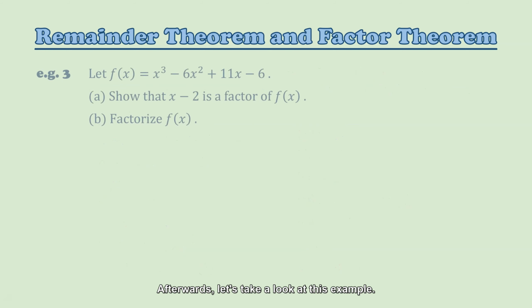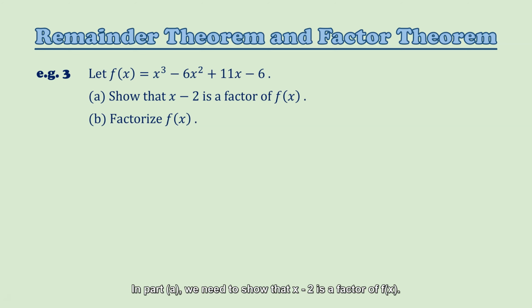Afterwards, let's take a look at this example. It is given that f(x) is equal to x cubed minus 6x squared plus 11x minus 6. In part A, we need to show that x minus 2 is a factor of f(x).